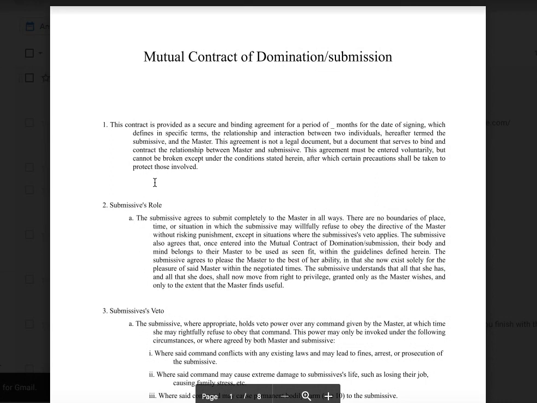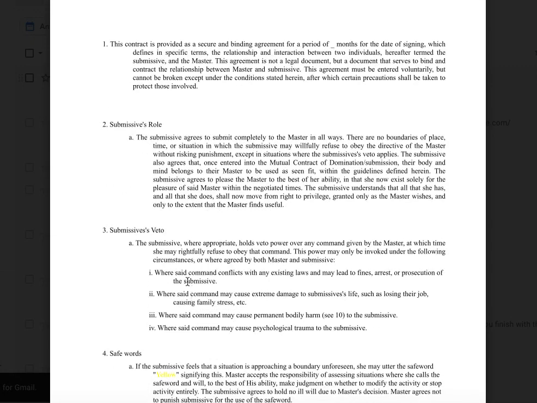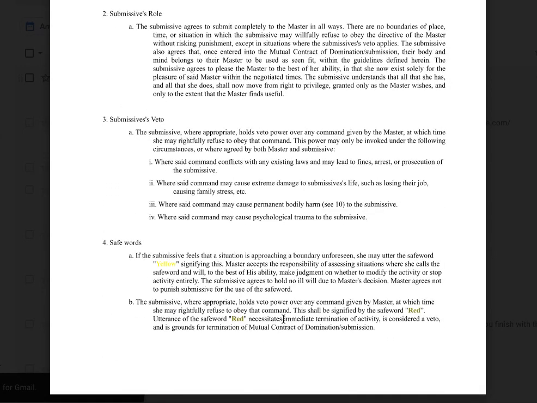Here it is, mutual contract of domination and submission. And it just goes over the role of the submissive, the veto rights of the submissive, and you can change these obviously. And I encourage anybody who's getting into a contract to negotiate and change the things that they want to change before they sign it. And that's very important. So if you're a dominant and you say to your submissive, hey, I'd like you to sign this contract, you have to make sure that she is able to and willing to change anything that needs to get changed so that she's in full agreement with what she's signing. Otherwise, it's not truly binding.